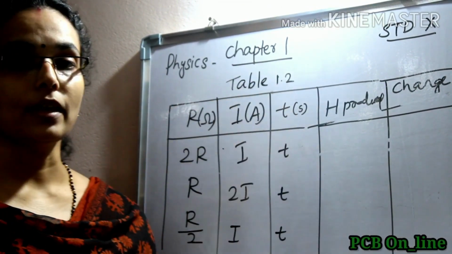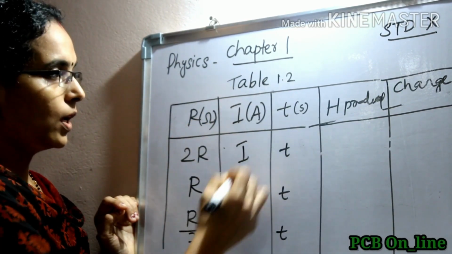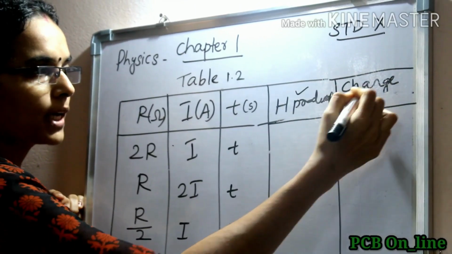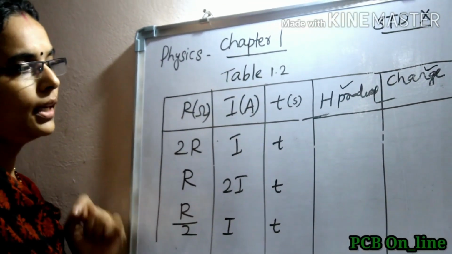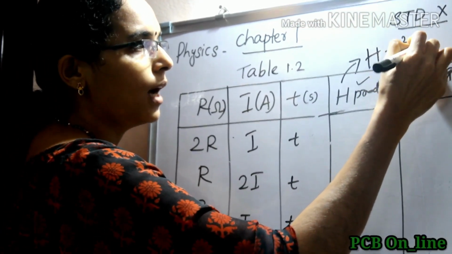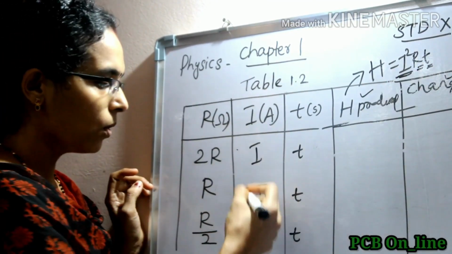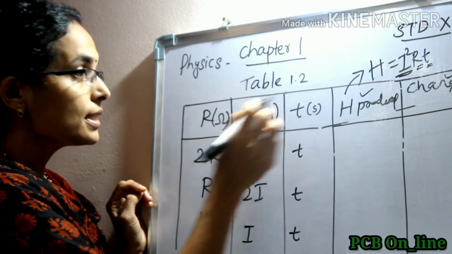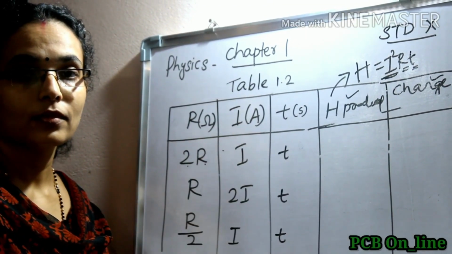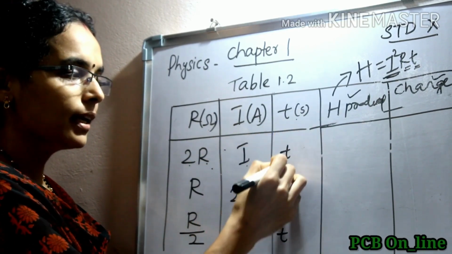Now let us complete table 1.2. Here resistance is given in this column, current is given here, and time is given. We have to find the heat produced and the change in heat energy. The heat produced is calculated using the equation H equals I square RT. Now we are changing the values of current, resistance and time in all cases. Here the resistance R is changed to 2R. Now the resistance is 2R, I is I itself and T is T.